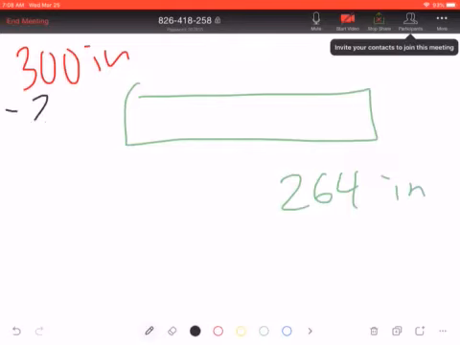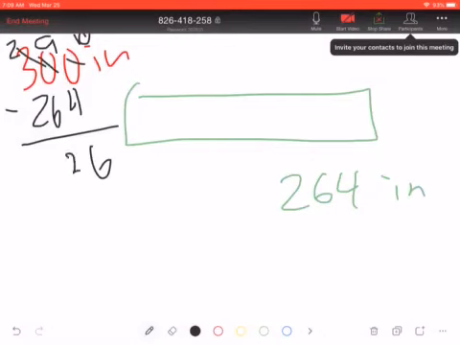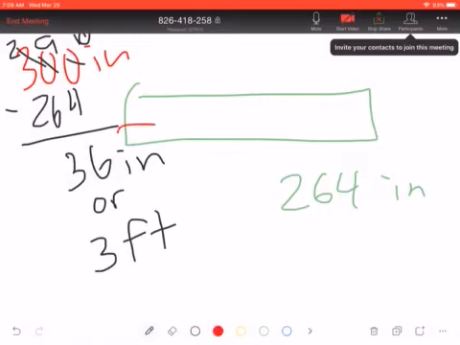Well, we'll take that 264 away from our 300. So again, that would be 10 minus 4 is 6. Remember that has to go into a 9. So we've got 36 inches left, or if you wanted to convert that, that would be 3 feet, right? So 36 inches.